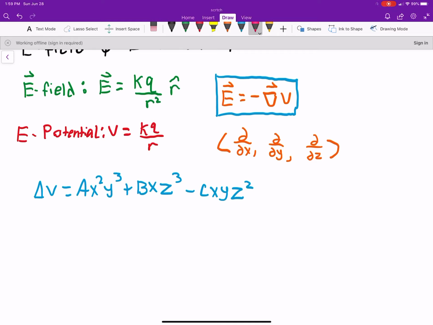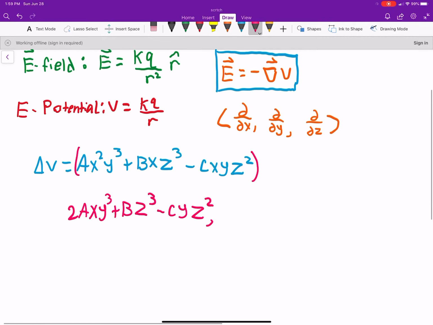So if we were to take the partial derivative of this stuff I put in parentheses with respect to x, you'll get 2axy cubed plus bz cubed minus cyz squared. That's your x. Now we'll do the same thing with y. You'll get 3ax squared y squared. There's no y in the second term, so that'll go to 0. Minus cxz squared. That's your y component.